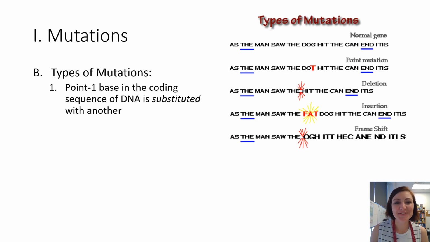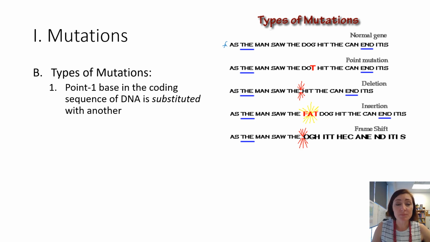All right, let's go through some types of mutations. The first type of mutation is a point mutation. This is where one base in your coding sequence of DNA is substituted with another. So we're going to use these sentences to try to help you understand the different types of mutations. This first sentence represents our normal gene. As the man saw the dog hit the can and looks like itis. Okay, so it doesn't necessarily make sense, but this was your normal gene.